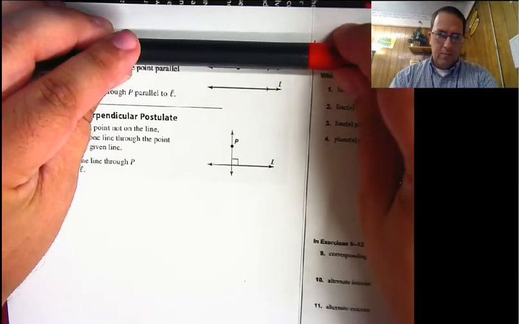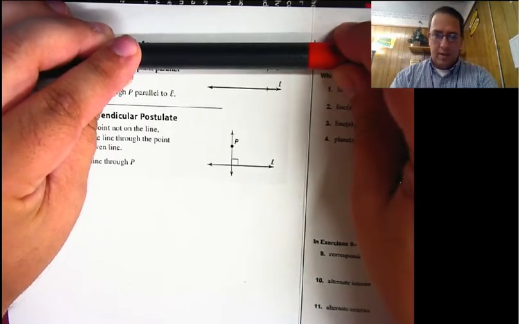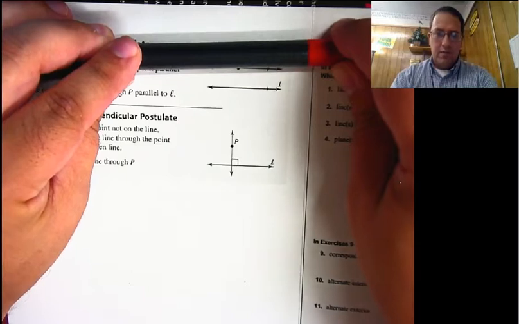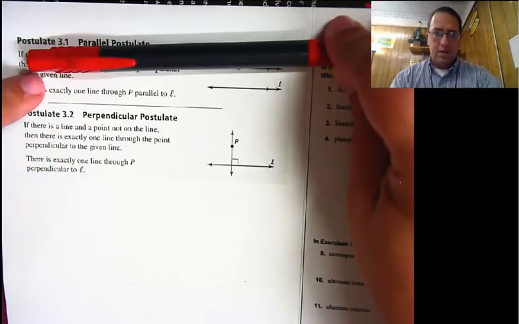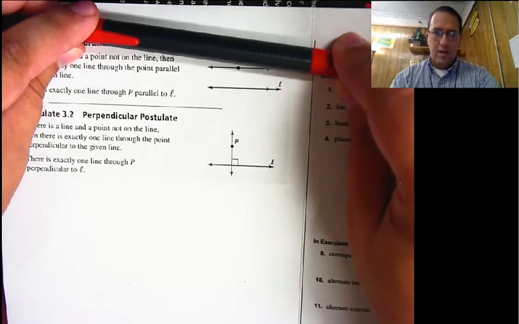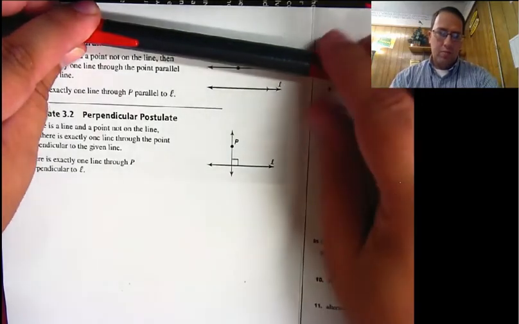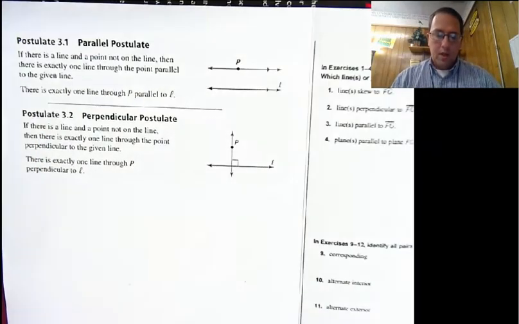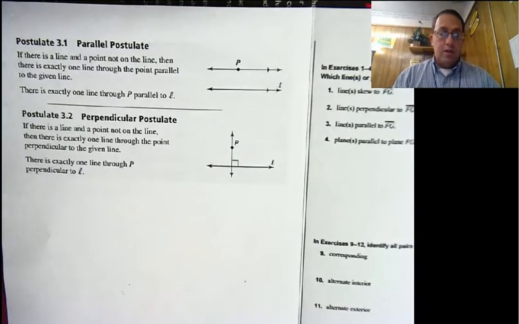If it goes through point P and I try to make a different line, that means I have to turn it a bit, and if I turn it even a little bit, now it's going to intersect way down here, right? Or if I turn it the other way, now it's going to intersect way over here, so it's no longer parallel.